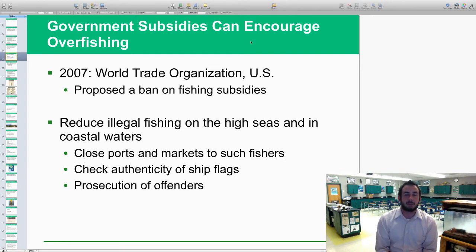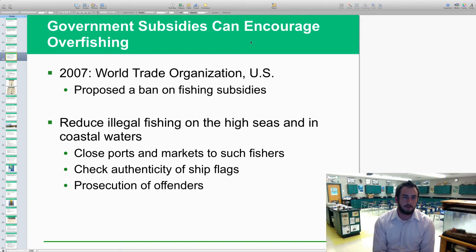Government subsidies can also encourage overfishing, which is a bad thing. In 2007, the World Trade Organization proposed a ban on all fishing subsidies. A subsidy is basically where you give money to a company, saying, hey, we're going to give you money if you keep fishing. The more fish you get, the more money we give you, because that brings our economy up.